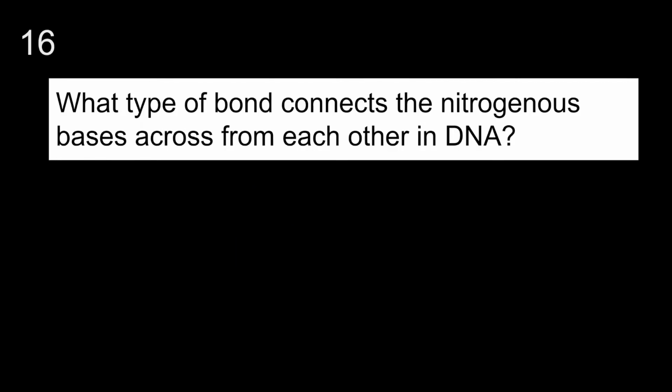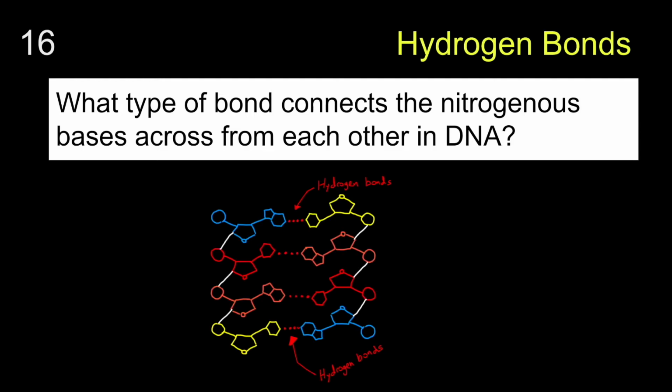Question 16. What type of bond connects the nitrogenous bases across from each other in DNA? The answer is hydrogen bonds. Remember, DNA is double-stranded, and so you have a string of nucleotides on one strand, and you have a string of nucleotides on another strand, and the nucleotides that are across from each other are connected by weak hydrogen bonds.